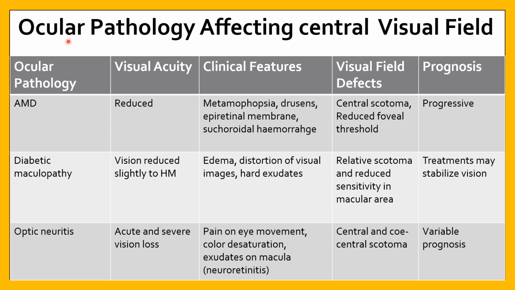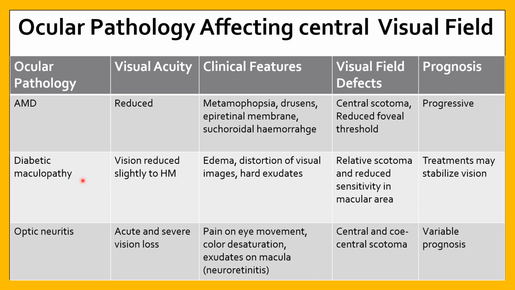Ocular pathology affecting the central visual field, with visual acuity, clinical features, visual field defects, and prognosis. In age-related macular degeneration, there is reduced visual acuity with metamorphopsia, drusen, epiretinal membrane, and subretinal hemorrhage. There is a central scotoma with reduced foveal threshold as the visual field defect, and the prognosis is progressive.